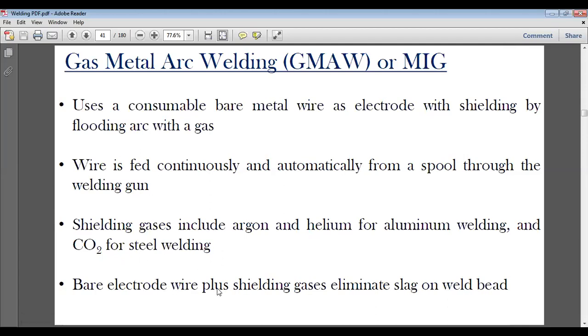Bare electrode wire plus shielding gases eliminate slag on the weld bead. So this way it is highly recommended for steels as well as non-ferrous metals like aluminum, etc. So we can see bare electrode wire plus shielding gas eliminates slag on the weld bead. So this is the reason that we basically use metal inert gas welding.